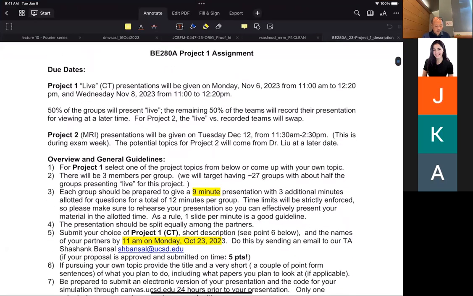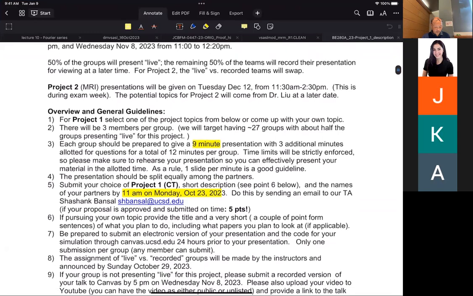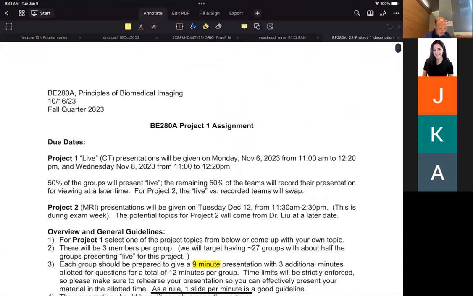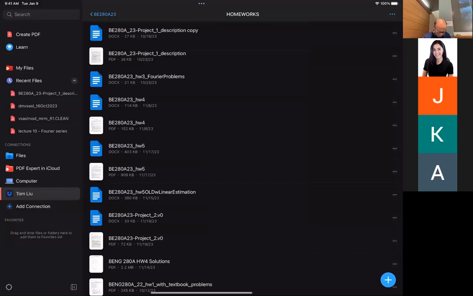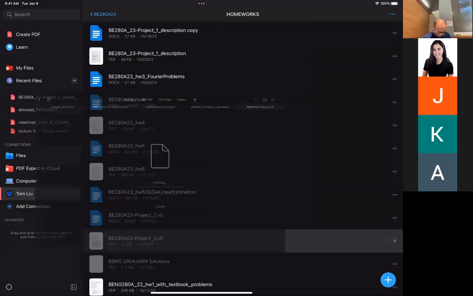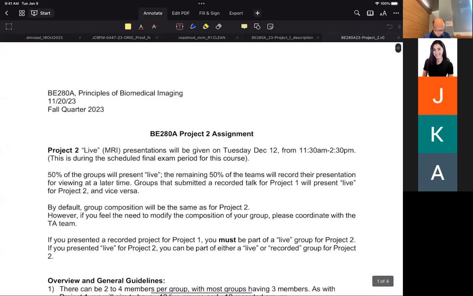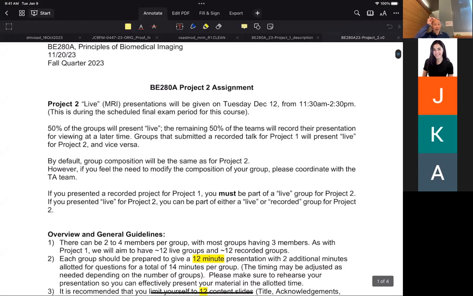So Project 2 will be held during the 3-hour exam period that we would typically do for final exams. Since that's 3 hours long, we have slightly longer for each presentation. So we're suggesting roughly 9 minutes plus 3 additional minutes, a total of 12 minutes per group. Wait, this is the wrong one. Sorry, it's Project 1. Okay. Project 2. Let's do Project 2. Oh, there we go.